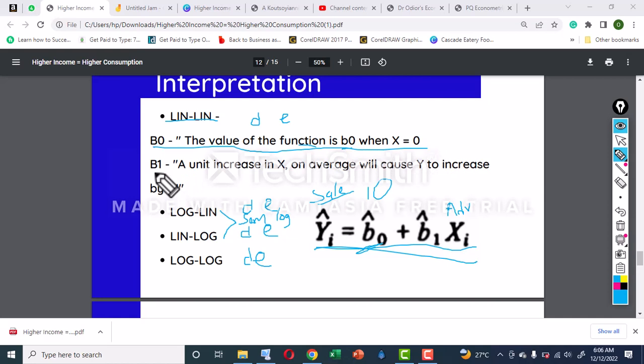And for beta 1, how do you interpret beta 1? A unit increase in x, that's a unit increase in advertisement, on average will cause sales revenue to increase by the value of beta 1, which for this example is 5. So that's the way you are going to interpret.